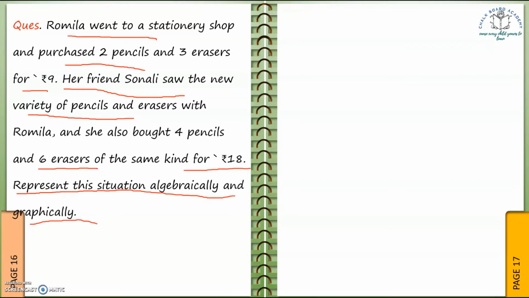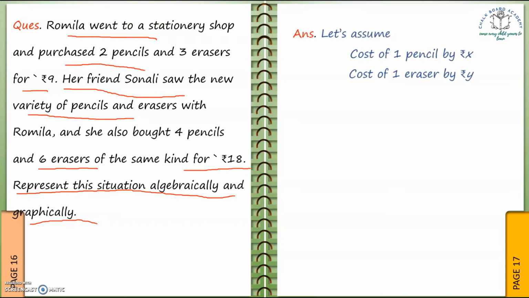So in this, first we are going to form the two equations, and thereafter we will find the solutions. So let's begin. Very first, let's assume the cost of one pencil be x and the cost of one eraser be y. So for the first equation, we have 2 pencils and 3 erasers, the equation becomes 2x plus 3y is equal to 9. Similarly, we have another equation in which we have 4 pencils, so 4x plus 6y is equal to 18. Now we got two equations here, and now we are going to find the solutions.